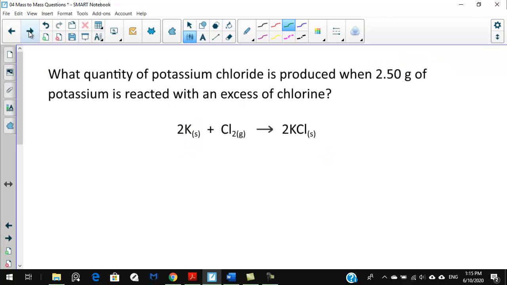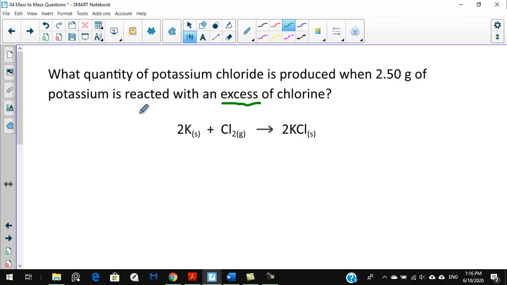So let's just jump right in. We'll do two examples. This one is just an example in my lecture notes, and then I'll do a second one that comes from a practice set of questions that I'll post on the classroom. But let's do this one first. It says, what quantity of potassium chloride is produced when 2.5 grams of potassium is reacted with an excess of chlorine? So there's another new word for us, excess. Let's organize this information that they've given us, and I'll explain what excess means in a moment.